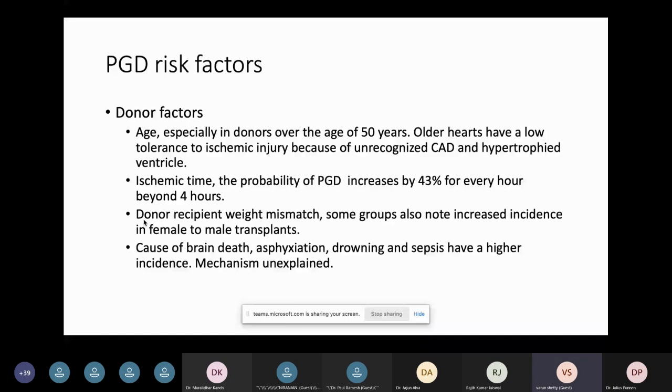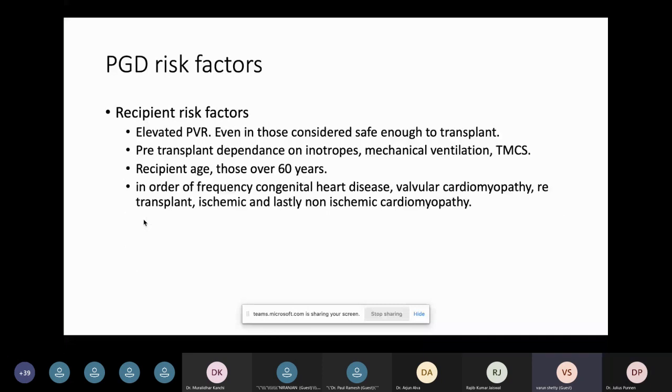Another risk factor which cannot be explained is the cause of brain death. PGD is higher in patients who have had traumatic brain injury following asphyxiation, hanging, drowning, and sepsis. When it comes to the recipient, important risk factors include an elevated pulmonary vascular resistance. Even in those patients who have a borderline PVR between the range of 3 and 4, PGD is often higher.